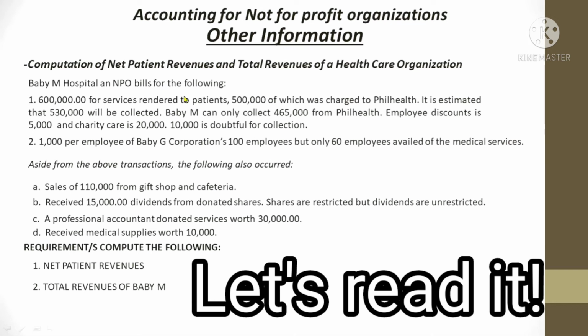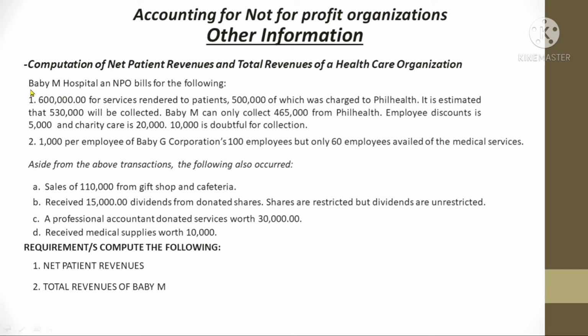So the assignment goes like this. We have BBM Hospital, an NPO, which bills for the following: 600,000 for services rendered to patients, 500,000 of which was charged to PhilHealth Insurance Corporation. It is estimated that only 530,000 will be collected by the NPO. So BBM can only collect 465,000 from PhilHealth, and employee discounts is 5,000, and the charity care is 20,000, and the 10,000 is doubtful for collection.